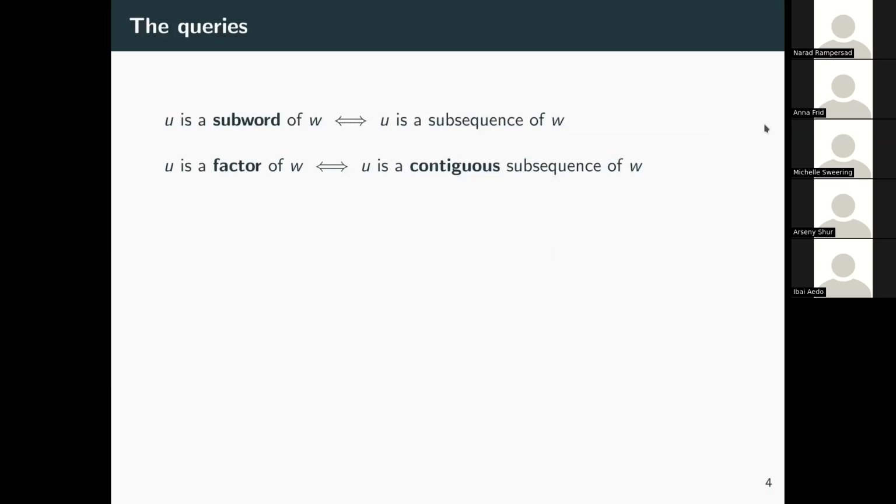So what kind of queries are we going to look at today? Let me just define two more notions for this. I'm going to say that U is a subword of W if it's a subsequence of W, and that it's a factor of W if it's a contiguous subsequence. I want to insist on this so that, again, we agree on the definition. So ABA is a subword of BA. I can take A, B, and A, but it's not a factor of this word.